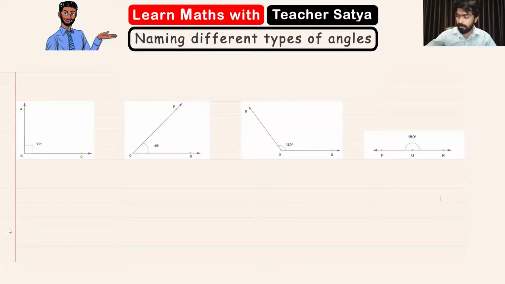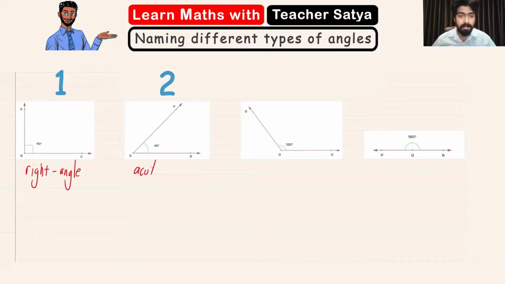Now if you take a look at this, guys, in question number 1, what we have is exactly 90 degrees. Now if you remember, when an angle is exactly 90 degrees, we call it a right angle. Right, guys? Now in the next one, we have the angle as 45 degrees. And if you remember, when an angle is less than a right angle, it is called an acute angle. Right, guys? An acute angle.